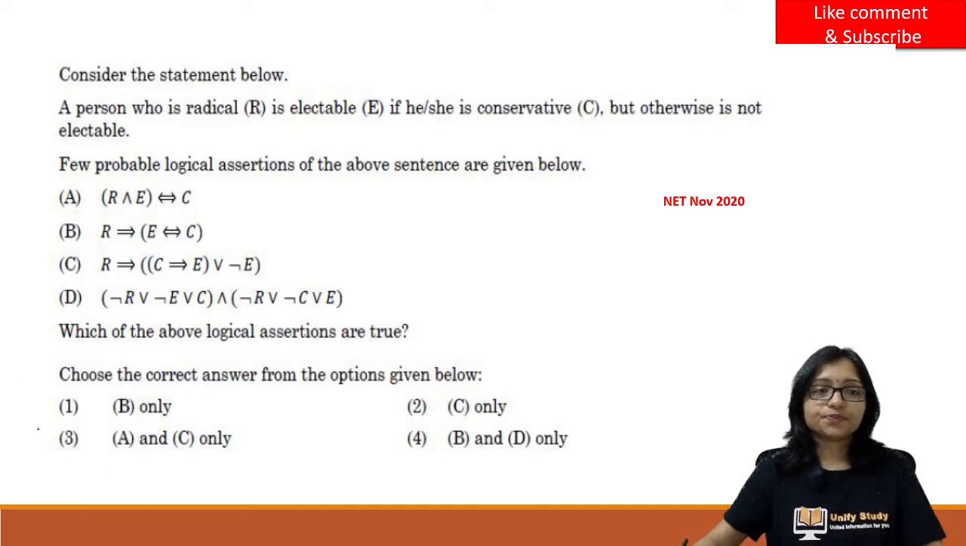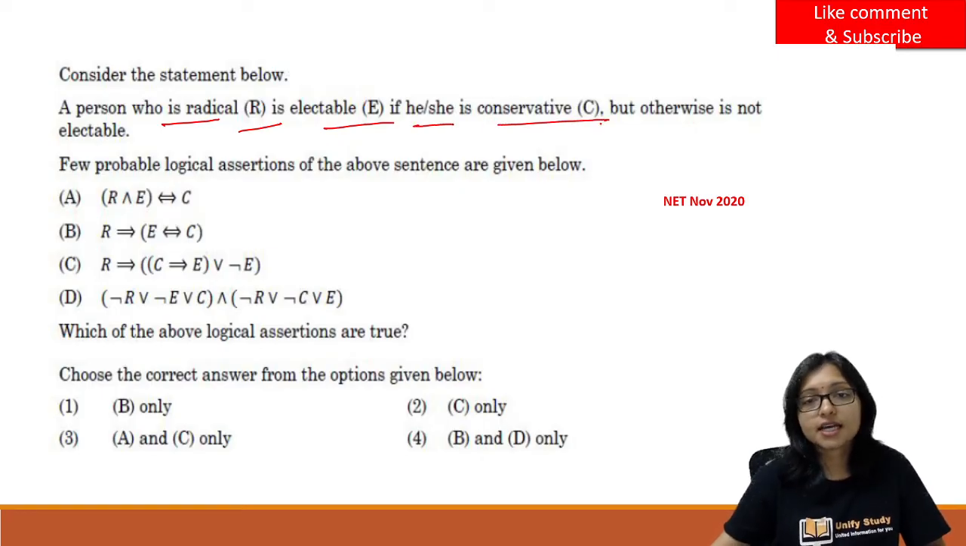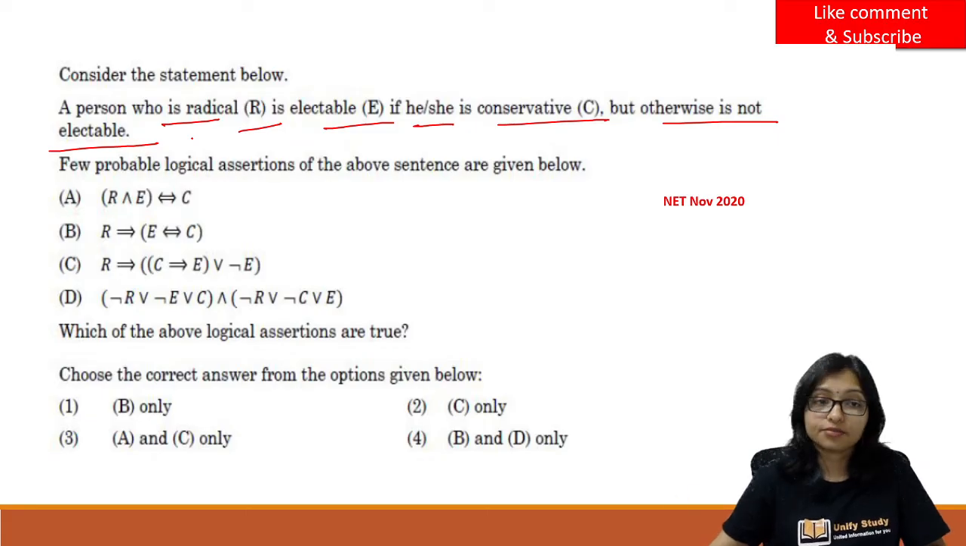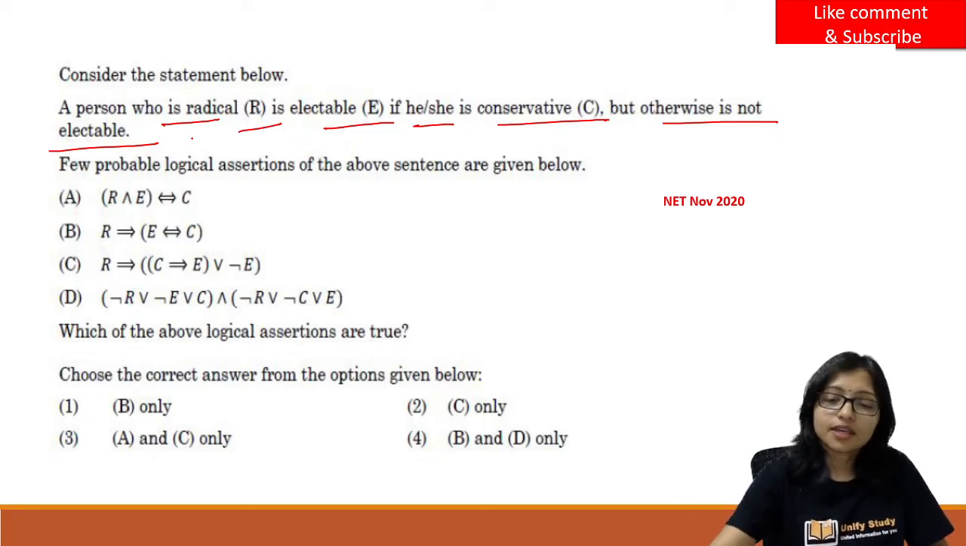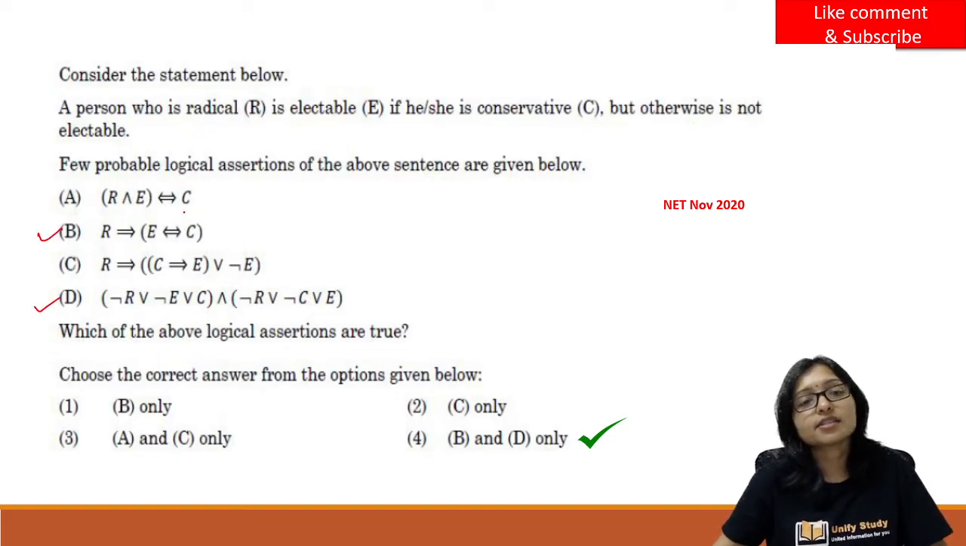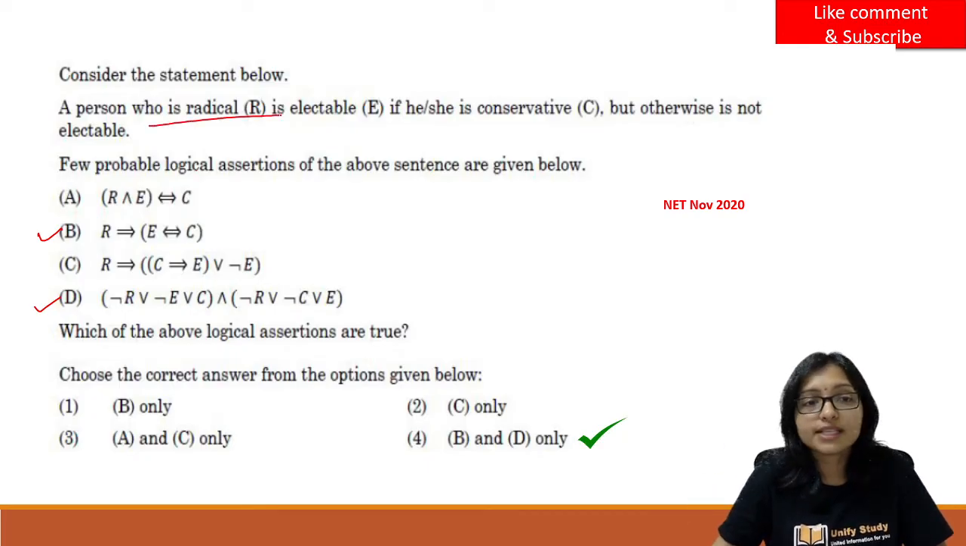do this one. How to do? A person who is radical is electable if he or she is conservative, but otherwise not electable. What is there in the if? Think about it. The answer will be this one and this one. Ma'am, why is this the answer? Because see, what is the if? A person is radical, that implies he is electable.